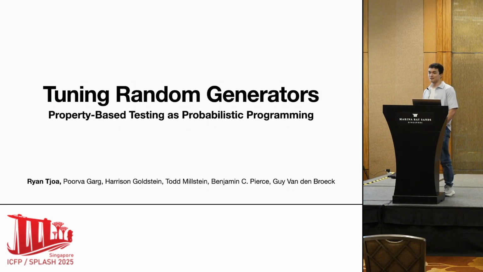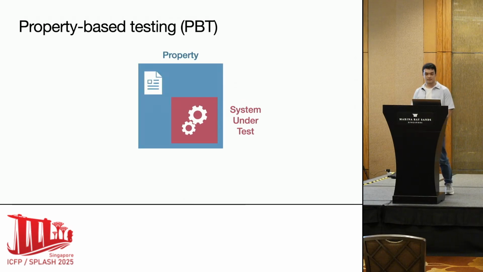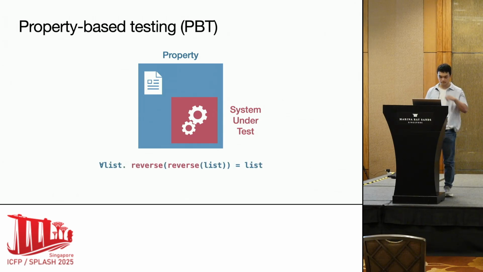I'm here to talk about how to use probabilistic programming to get better distributions out of the generators you use for property-based testing. So first, property-based testing, or PBT, is a technique that validates a system under test against an executable specification or property. For example, if we'd like to test the list reversal function, we might want to use the property that whenever you reverse a list twice, you get back the original list.